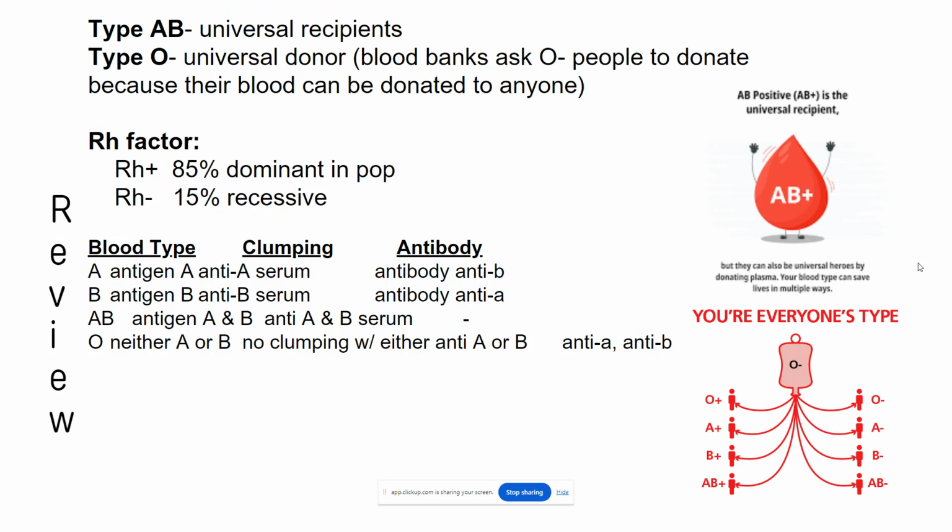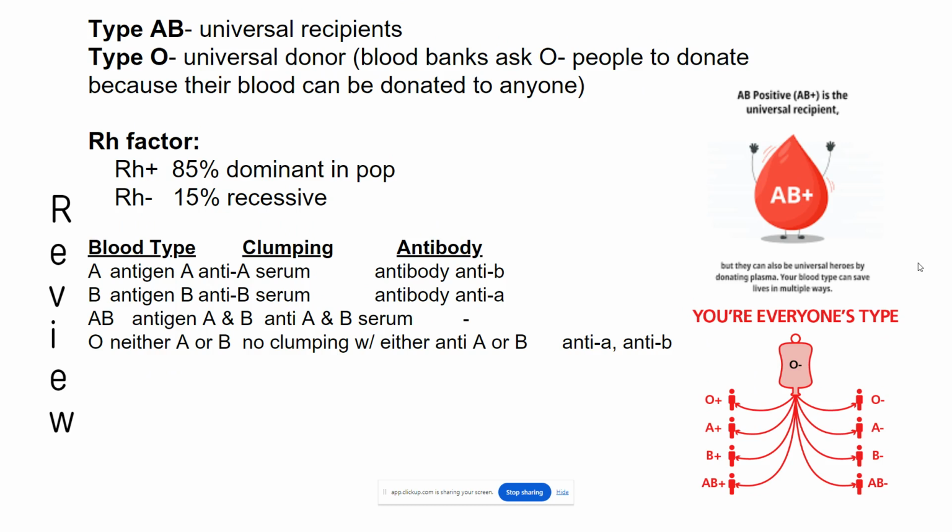Someone who is type AB is considered a universal recipient because they don't have A or B antibodies to attack donor blood. Someone who is type O is the universal donor, and blood banks especially go after those who are O negative because those individuals can donate absolutely to anyone, even someone who is positive. It is more common to be positive when it comes to Rh factor than it is to be negative. 85% of the population are Rh positive.